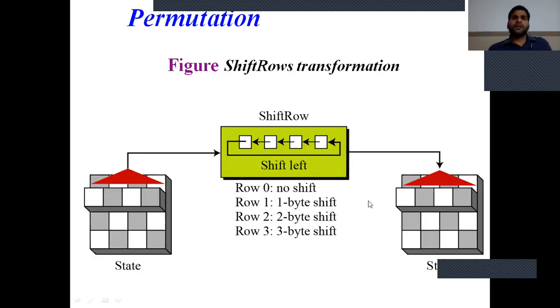The figure of the ShiftRows transformation is like this. In the state, row 0 has no shift, row 1 is shifted by 1 byte, row 2 by 2 bytes, and row 3 by 3 bytes. The rows are shifted in this way.